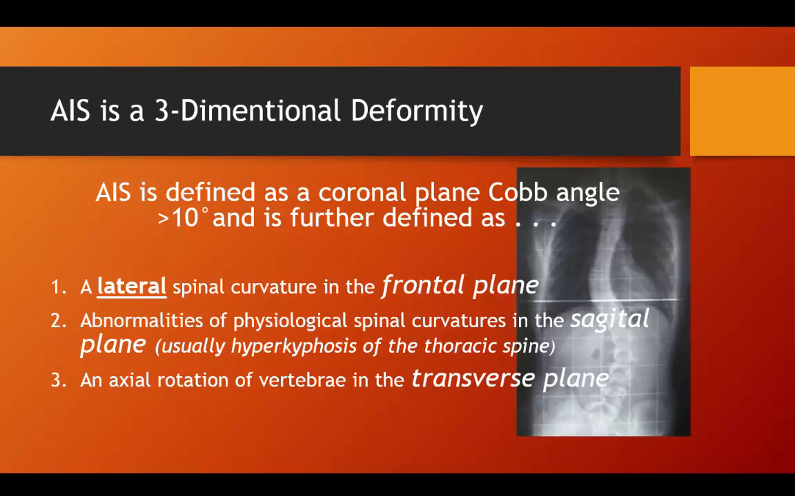Remember that adolescent idiopathic scoliosis is a three-dimensional deformity. It's defined as a coronal plane Cobb angle greater than 10 degrees, but is further defined as a lateral spinal curvature in the frontal plane, abnormalities of physiological spinal curvatures in the sagittal plane, usually a hyperkyphosis in the thoracic spine, and axial rotation of vertebra in the transverse plane. These changes over time apply pressure to growing epiphyses, causing restructuring that is permanent, the structural component of adolescent idiopathic scoliosis.